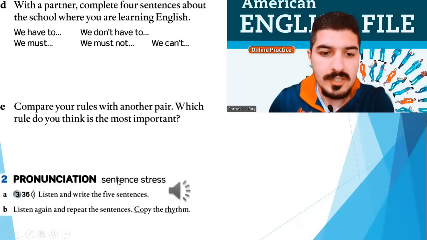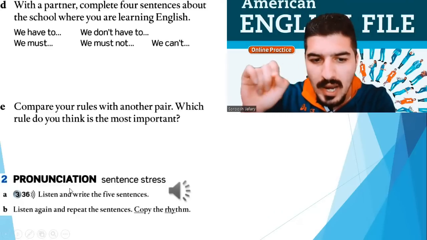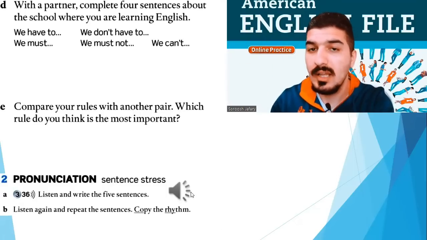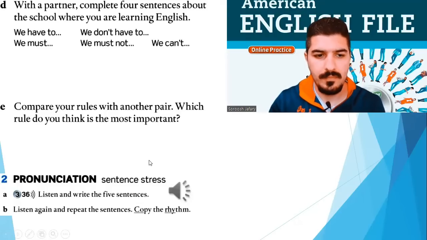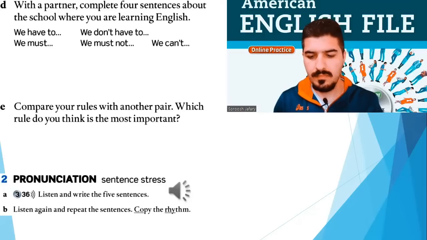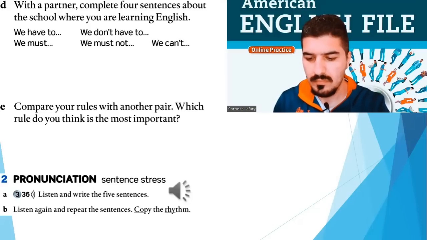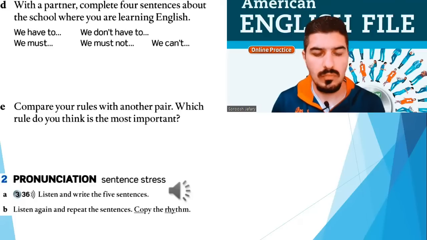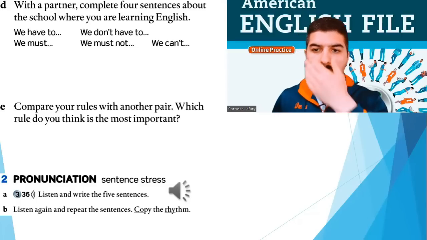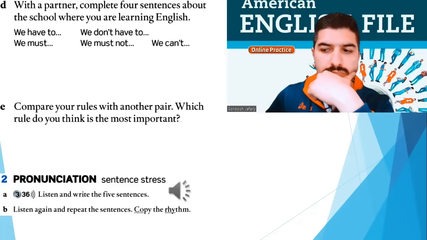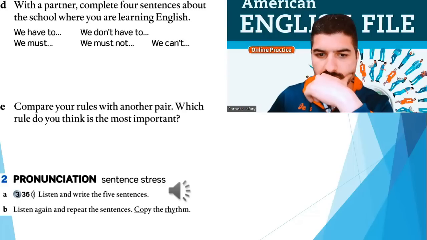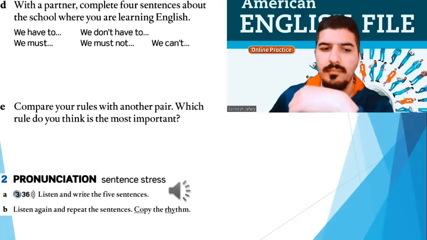And the last part, everybody, sentence stress. Listen and write 5 sentences. Everybody, you know the drill. Listen and write. 3.36. 1. My sister has to travel a lot. 2. You can't smoke in here. 3. Do you have to wear a uniform to school? 4. He doesn't have to work on weekends.